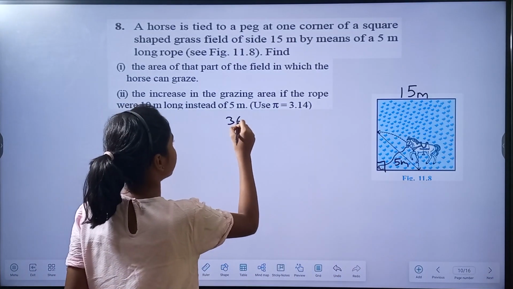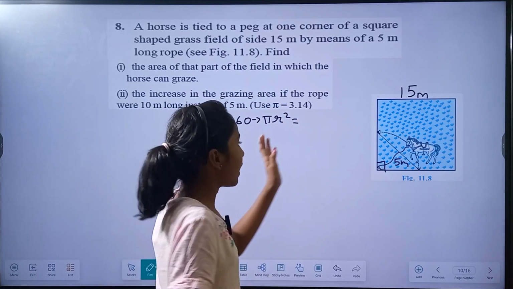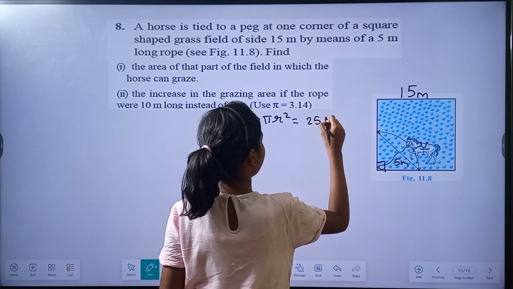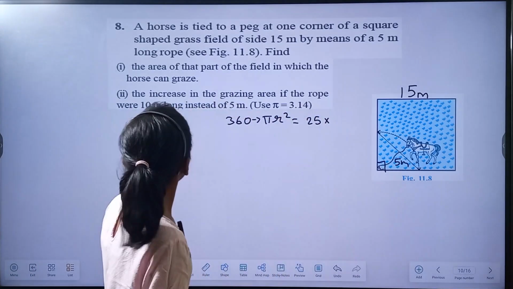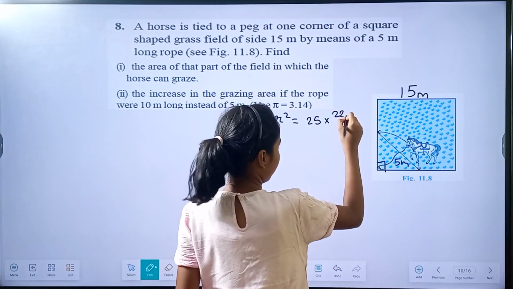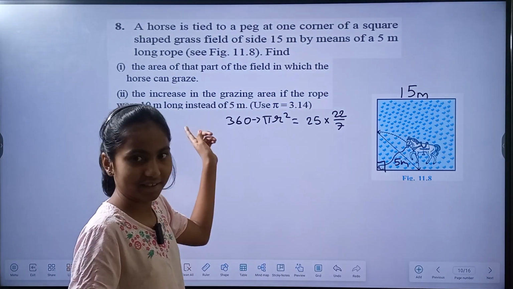For 360 degrees, we have pi r square, where r equals 5 meters. So 25 into pi. Let us imagine pi equal to 22 by 7. They ask you to use 3.14. I'll do that in the second part. Okay, fine.